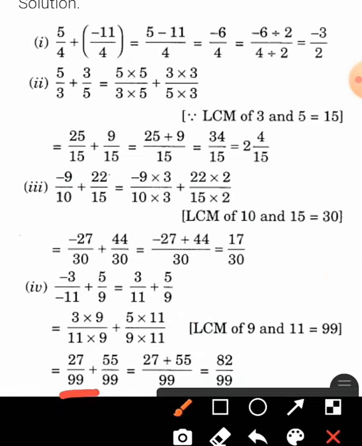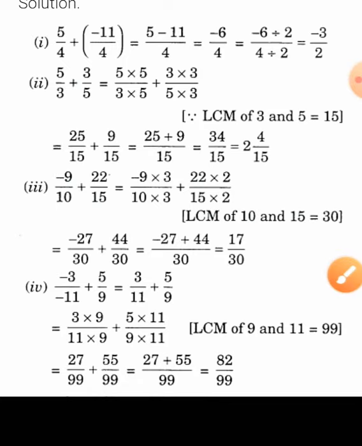So our answer will be 27 upon 99 plus 55 upon 99. Now the denominators are the same, so we will add both. So our final answer will be 82 upon 99. So this will be our final answer of question number 4. Hope you understood till question number 4.